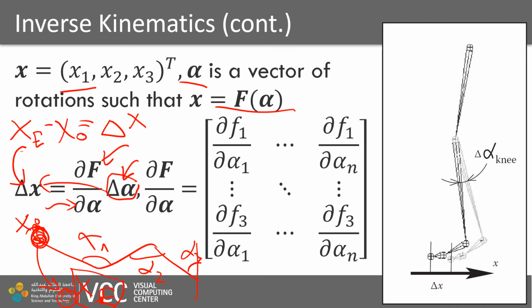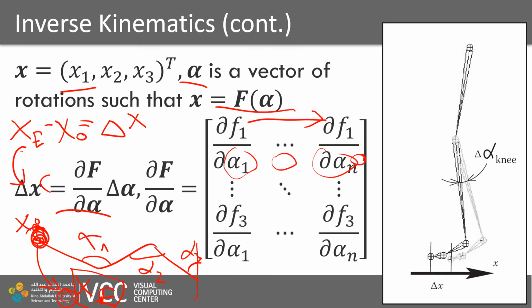So while we do not know these partial derivatives at the beginning, we can actually calculate them and store them in the so-called Jacobian matrix. And what does this Jacobian matrix capture? In the row, we have various elements of our angles. So here we have angle 1, angle 2, angle 3, angle n. So we have as many columns as we have angles.